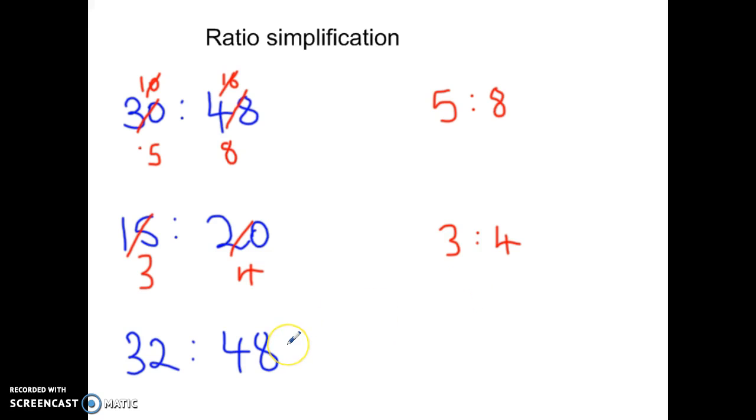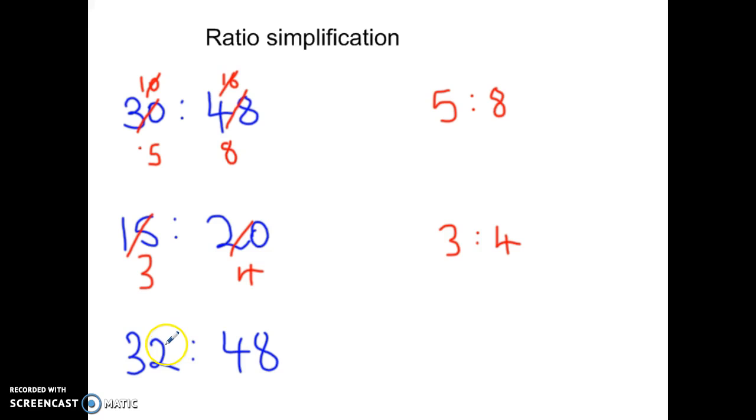And looking at the third one, you don't have to give your answer in 1 step or 2 steps. It doesn't matter how many steps you take. What's more important is that you end up at a point where you can't simplify any further.